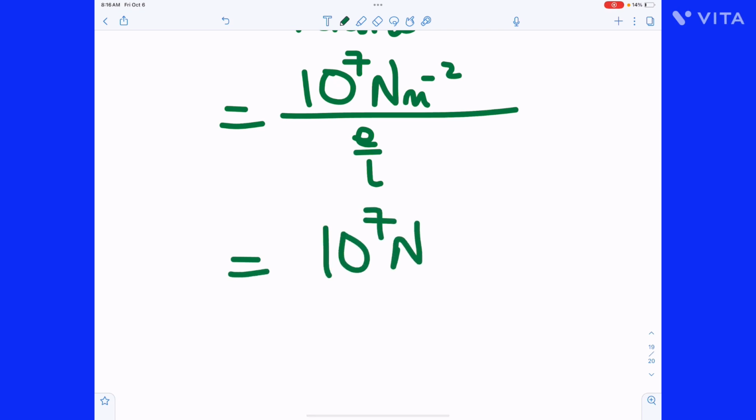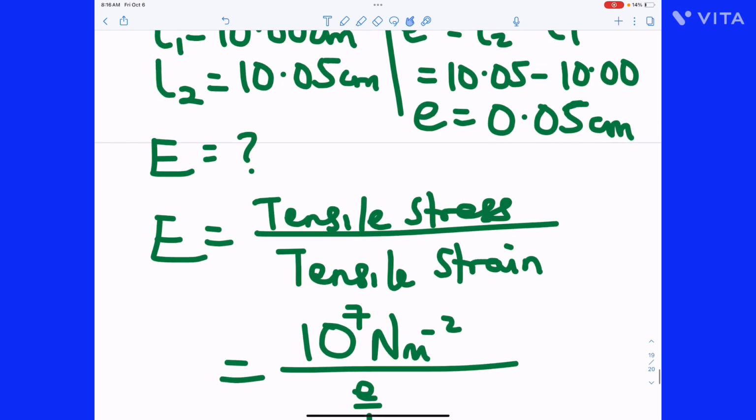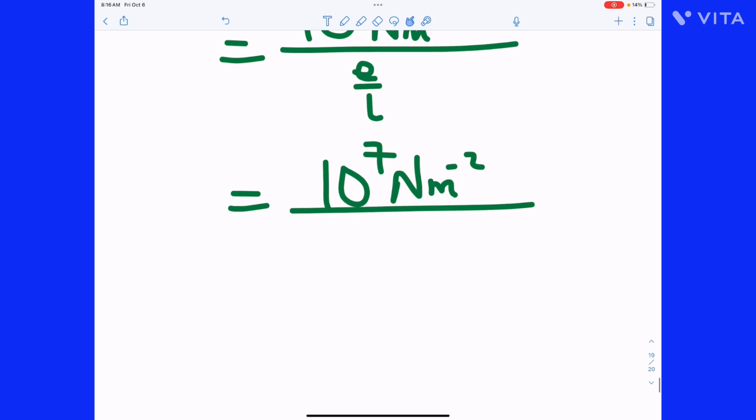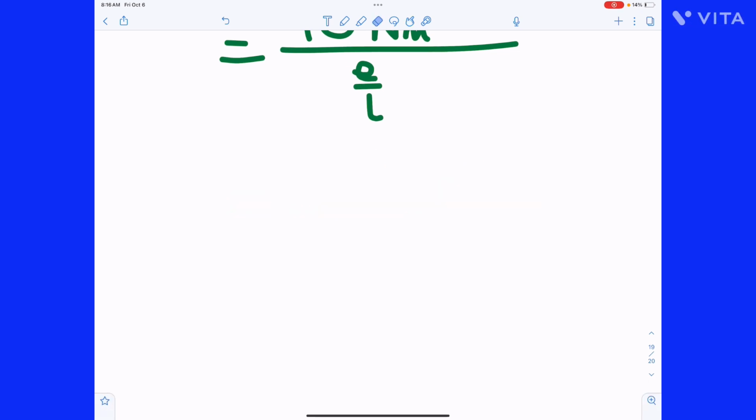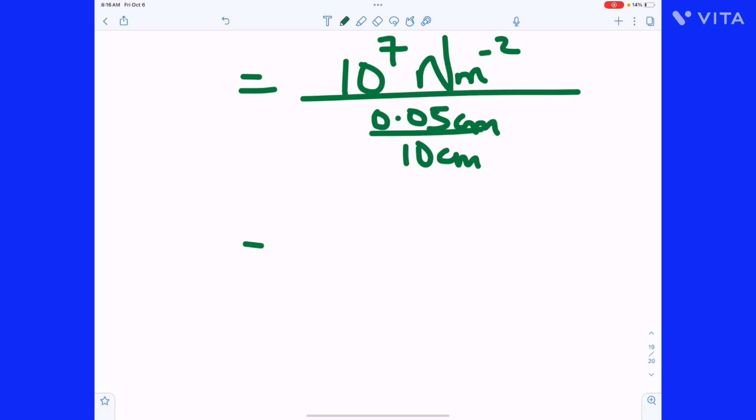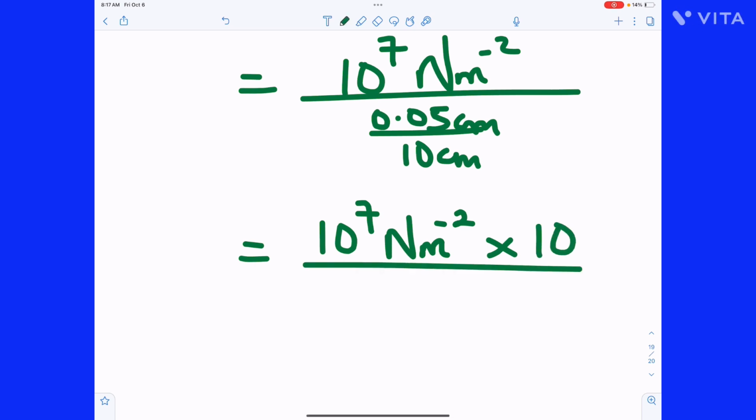That's 10 raised to power 7 Newton per meter squared divided by the extension, 0.05 centimeters. Or let's work out the strain and just bring the answer here. I think that will be neater. Or let's do it together. Any one of the two is okay. So 10 raised to power 7 Newton per meter squared divided by 0.05 centimeters over 10 centimeters. As you can see, centimeter will cancel centimeter. You know how we do division of fractions. The 10 will go up, so times 10 over 0.05. Centimeter has cancelled centimeter.